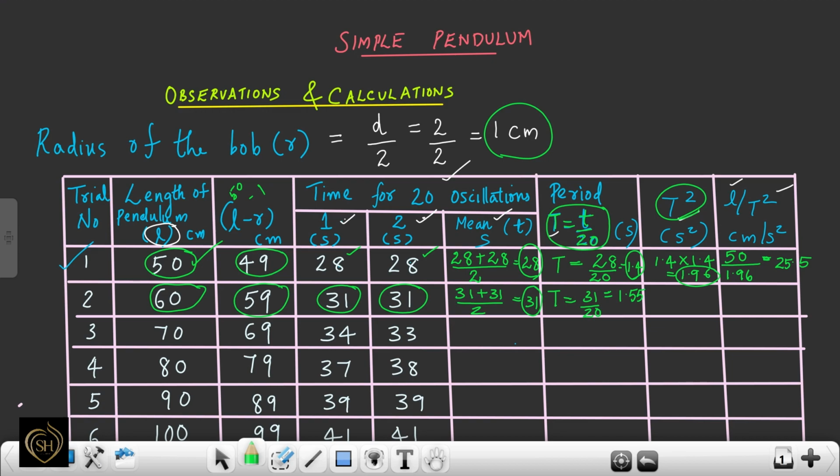T square, that is capital T is 1.55. Therefore t square is 1.55 into 1.55. Answer is 2.402. Final column L by t square. Corresponding length is 60. Therefore 60 divided by t square, 2.402. Answer is 24.9. Okay. Similarly, we can calculate the full readings.